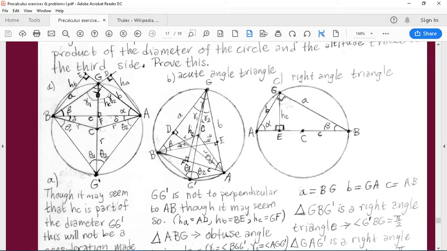So we take triangle BCA, which is an isosceles triangle, because CB equals CA, which is equal to the radius of the circle. So angle CBA is equal to angle CAB.